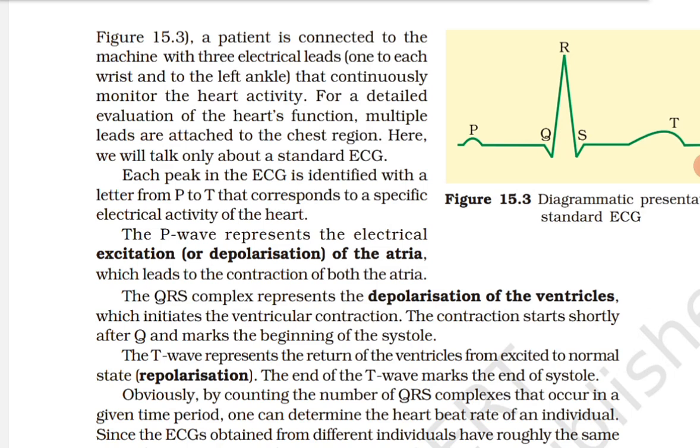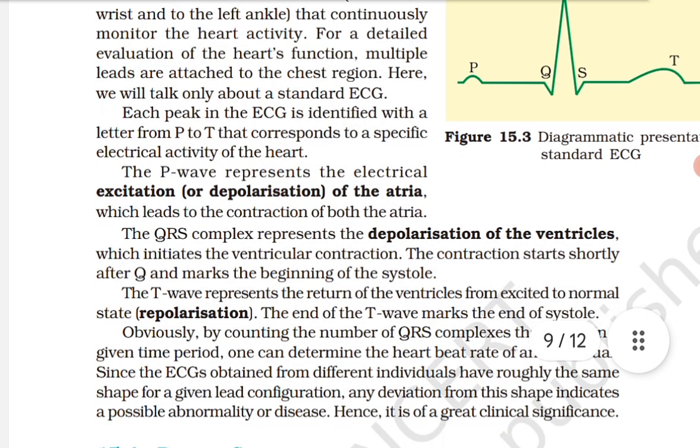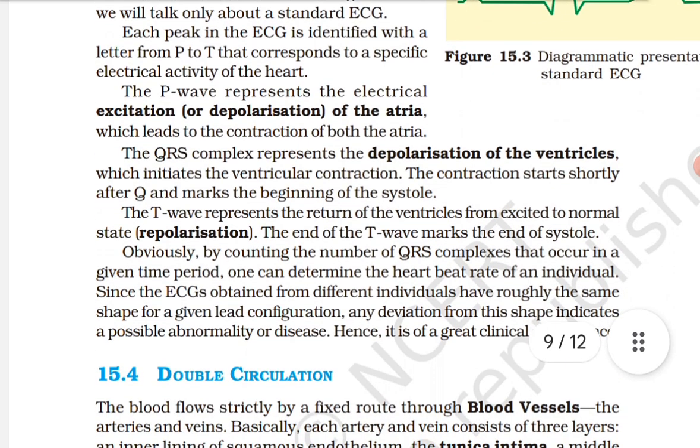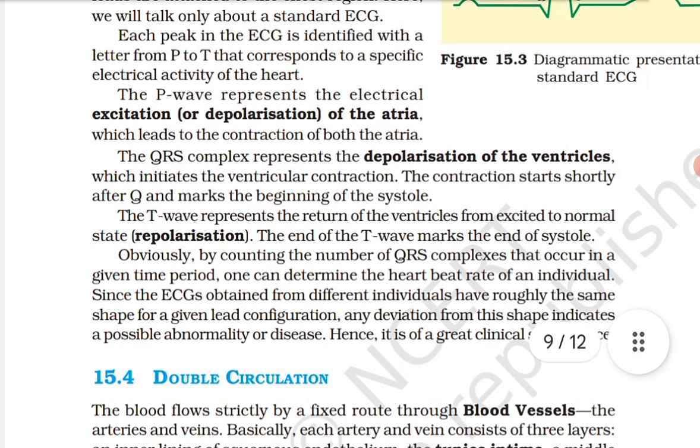This type of machine, electrocardiograph, is used to obtain an electrocardiogram, ECG. ECG is a graphical representation of the electrical activity of the heart during a cardiac cycle.